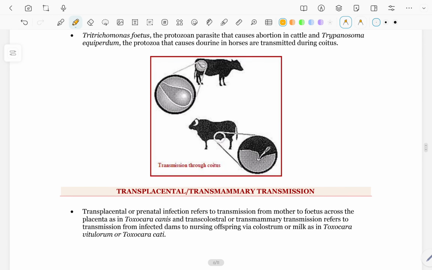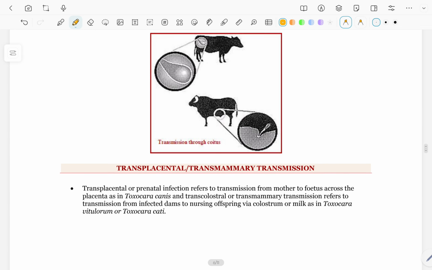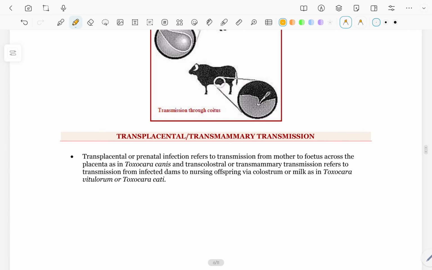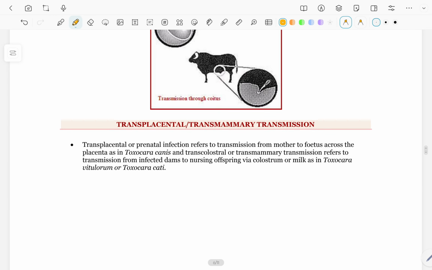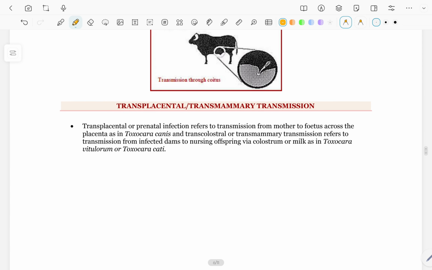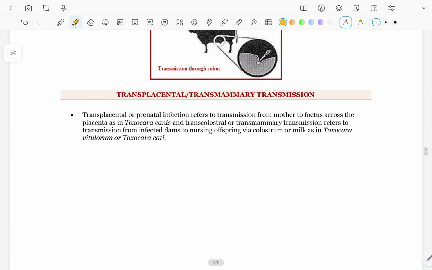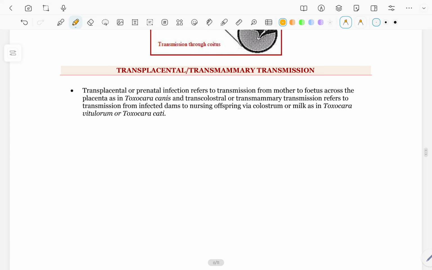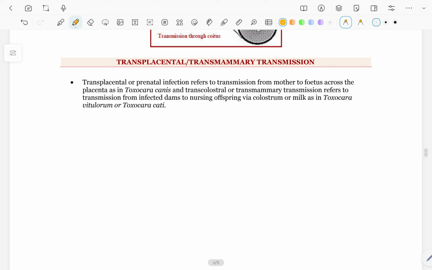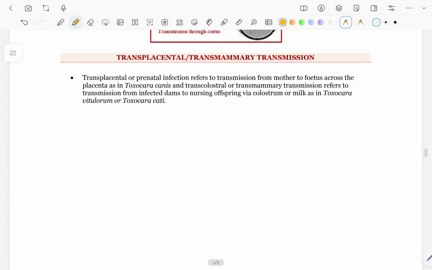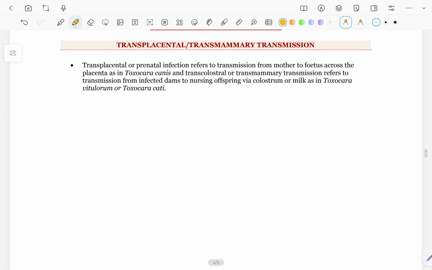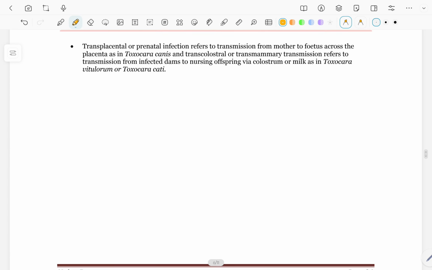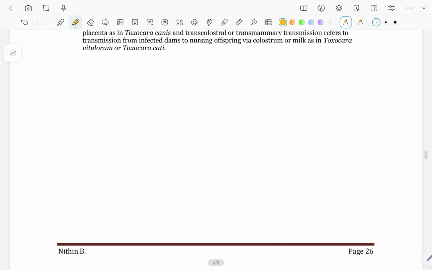Transplacental or transmammary transmission. Transplacental or prenatal infection refers to transmission from mother to fetus across the placenta, as in Toxocara canis, and transcolostral or transmammary transmission refers to transmission from infected dams to nursing offspring via colostrum or milk, as in Toxocara vitulorum or Toxocara cati.